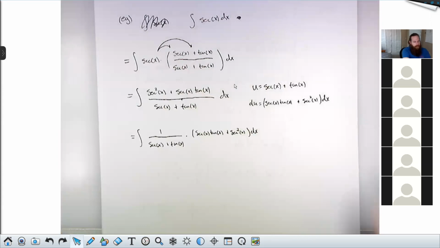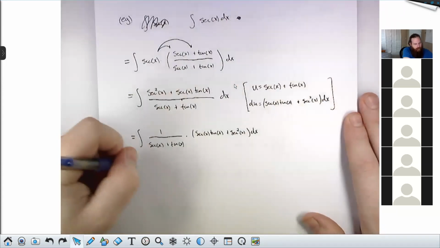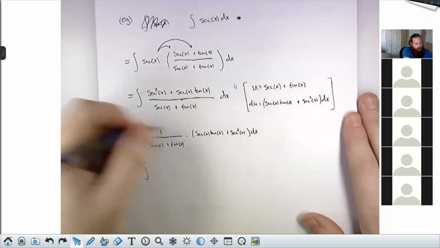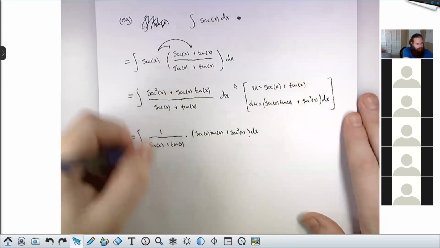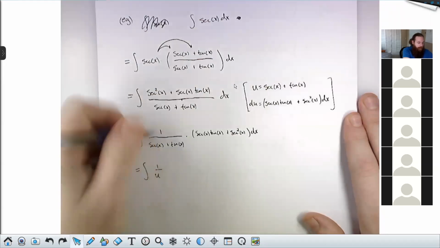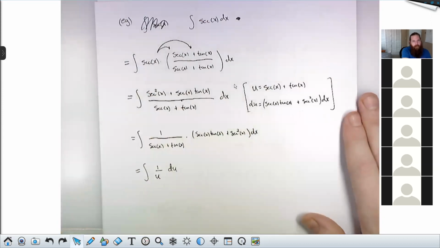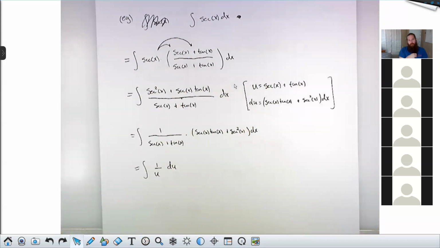And now I can plug in that substitution. This piece is 1 over u. And this whole mess here is du. So it's a very, very sneaky substitution. Admittedly, nobody would see this. Nobody would see this coming, at least not the first 10 years they stare at the problem.